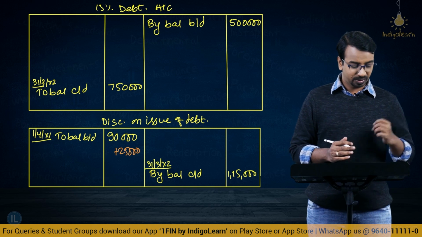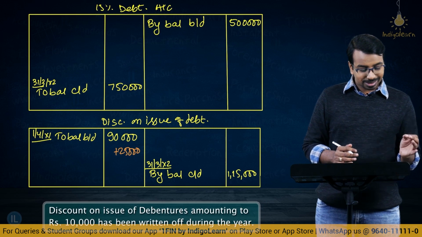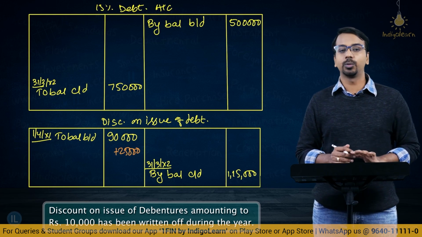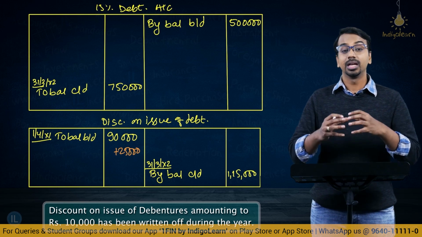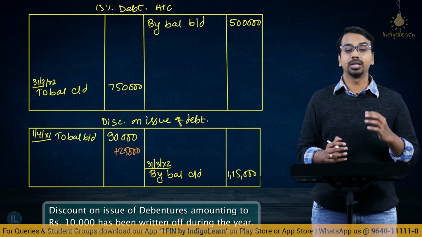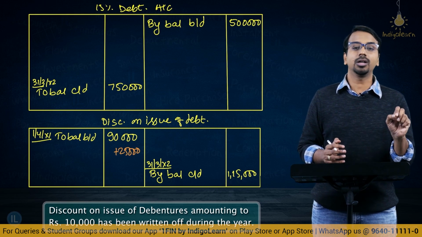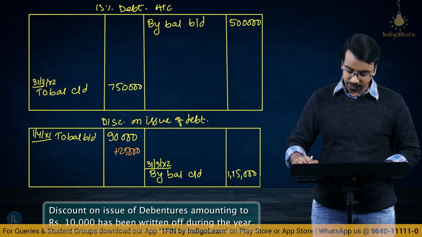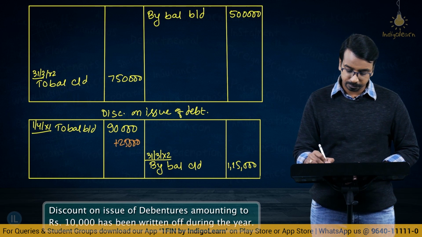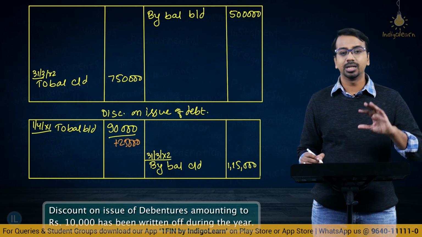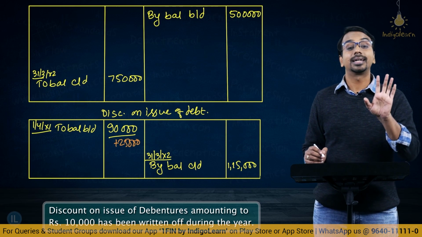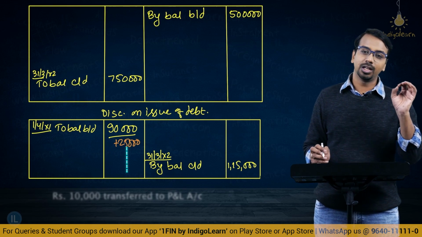Read the adjustment. It says, discount on issue of debentures amounting to 10,000 has been written off during the year. Meaning to say, whatever is the discount on debenture balance, it has been written off during the year, or it has been charged to the profit and loss account. Which means, from whatever is the discount on debenture issued, that is 90,000 plus whatever we would have given as discount during the current period, 10,000 has been transferred to the P&L.